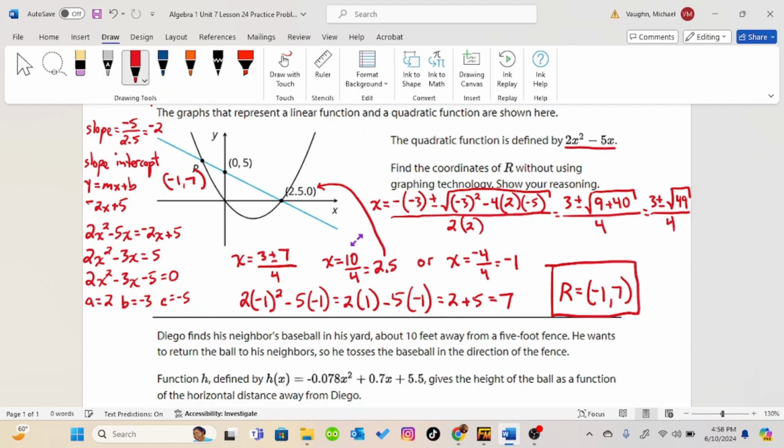If you have any questions about how to solve a problem like this, where a linear graph and a quadratic graph cross each other, please ask for clarification now before we move on and get ready for the test on Thursday.